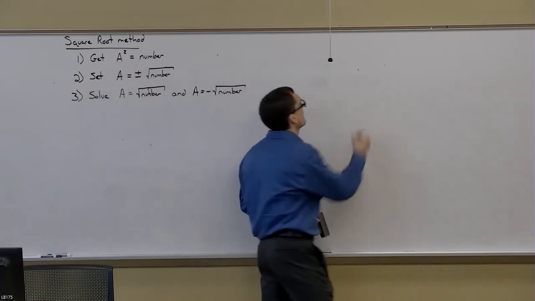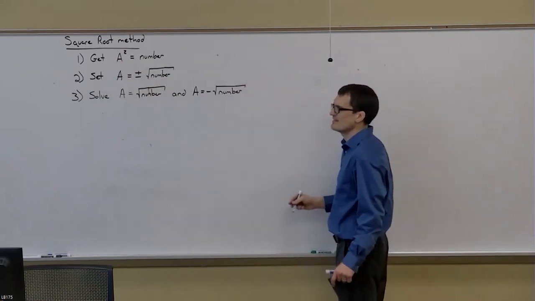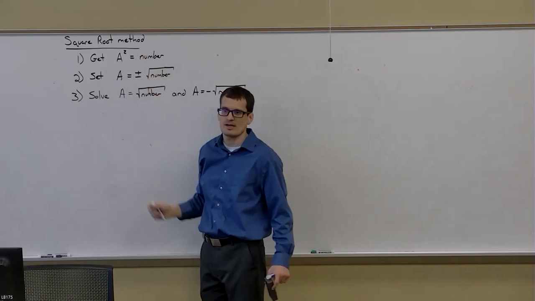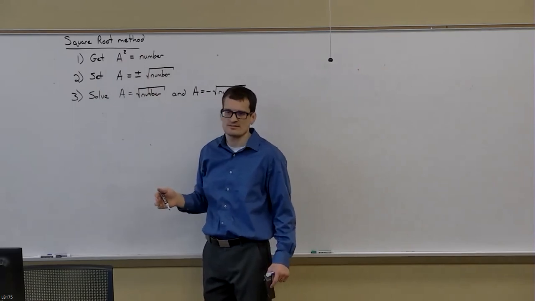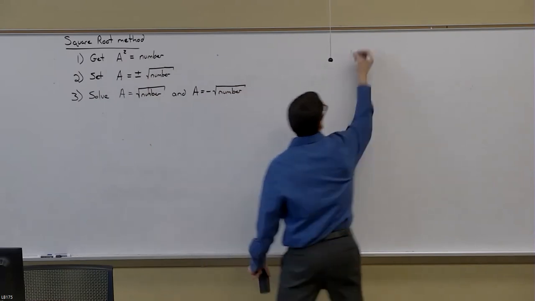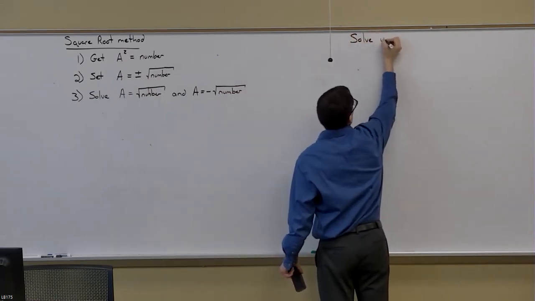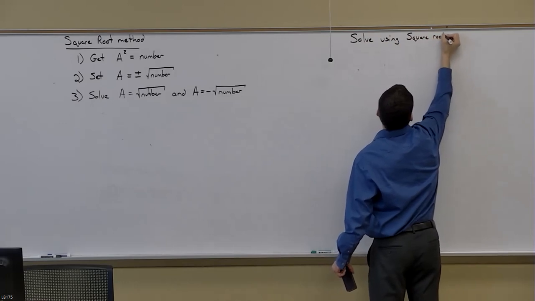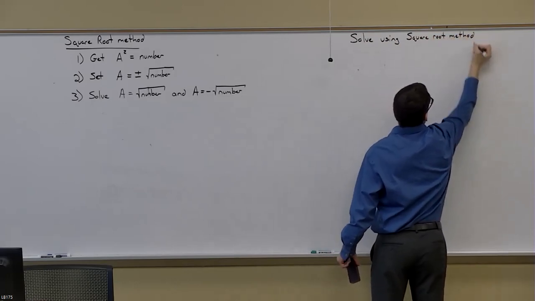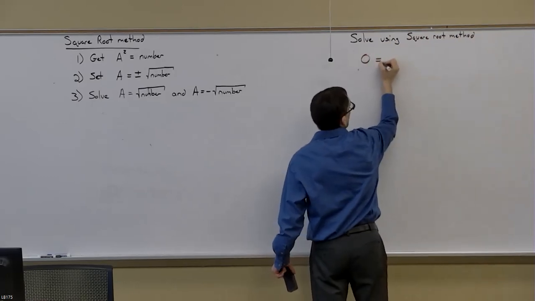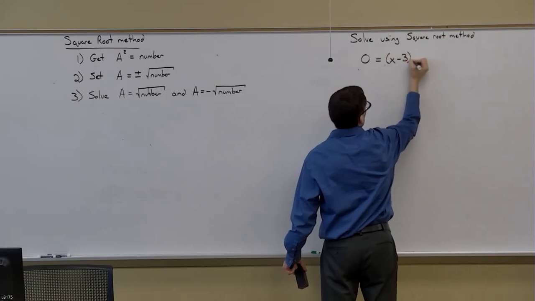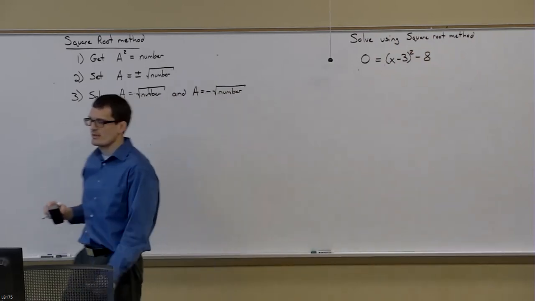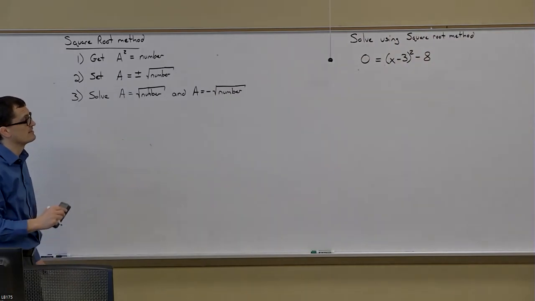All right. If I don't already have that set up where my variable is inside of an expression being squared, then I probably will use one of the other methods. So let's go ahead and solve using the square root method. And a really nice equation to solve using the square root method is the one I had on the board earlier. 0 equals x minus 3 squared minus 8.